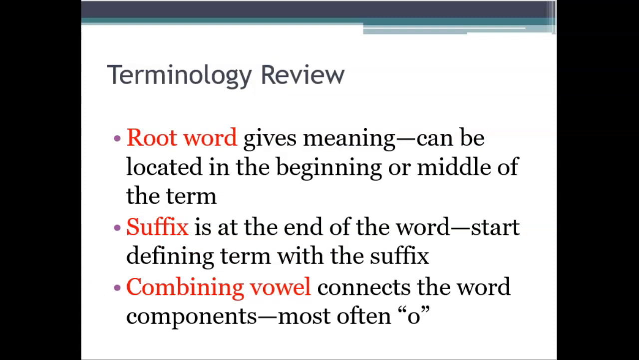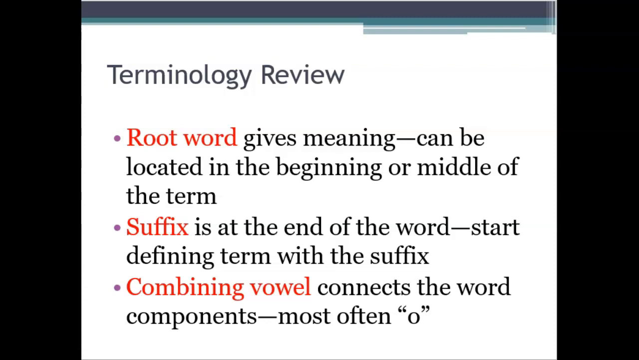Look at this slide and try to remember these three specific terms. It will help you to be able to distinguish what the word is that you're talking about and how to break it down. Root word gives meaning, can be located in the beginning or the middle of the term. Suffix is at the end of the word. Start defining terms with the suffix. Combining vowels connect the word components. Most often, O is going to be your combining vowel.